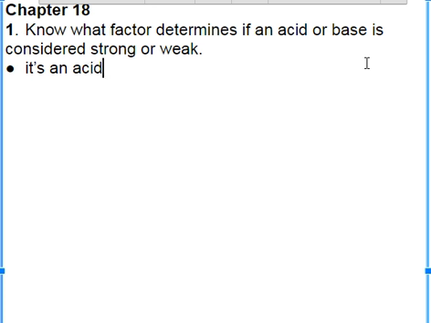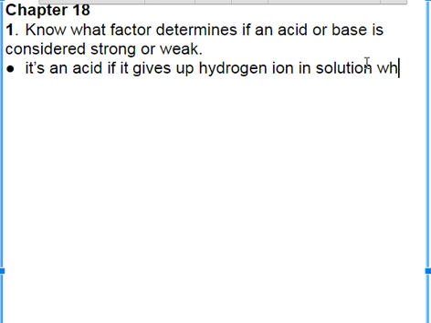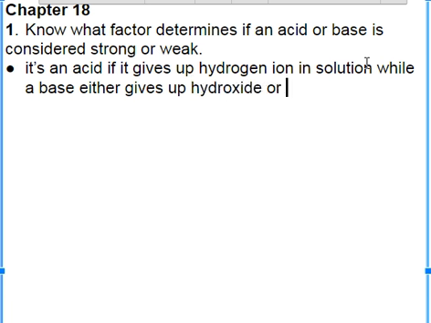They lose hydrogen. Whether you're thinking about it from Arrhenius or Bronsted-Lowry, it's an acid if it gives up hydrogen ions in solution, while a base either gives up hydroxide or takes hydrogen, or both often are happening. So first of all, you should realize the difference between an acid and a base. That's an assumption that this objective's making. Acids are the hydrogen donors, bases are the hydrogen takers.